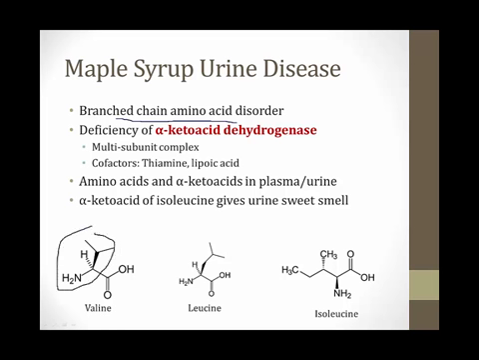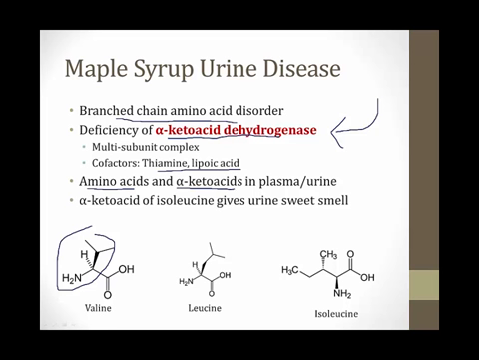And in maple syrup urine disease, these amino acids cannot be metabolized due to deficiency of an enzyme called alpha ketoacid dehydrogenase. This is a multi-subunit complex enzyme. It requires cofactors like thiamine and lipoic acid. And the way that these three amino acids are metabolized is that they are first converted into structures called alpha ketoacids, and then this enzyme, alpha ketoacid dehydrogenase, dehydrogenates the alpha ketoacids. So when this enzyme is deficient, what you have in the plasma and urine is buildup of the branched chain amino acids and their corresponding alpha ketoacids.